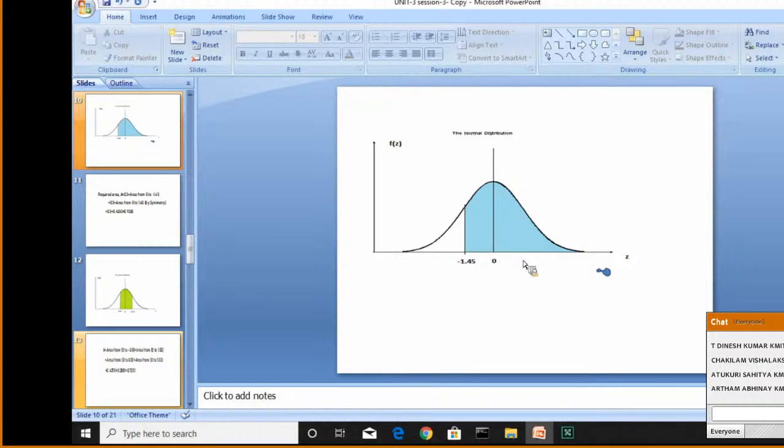What is the value for 1.45? It is 0.4265. Dinesh, the value is 0.4265. Am I correct or not? Yes, the total answer they are telling is 0.9265 only. That is the correct answer.